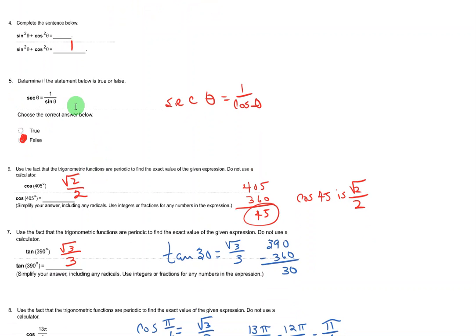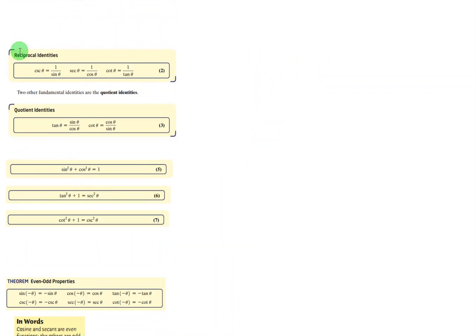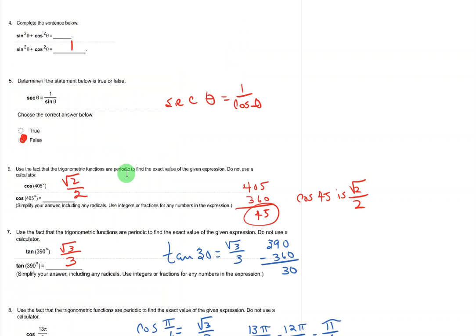Determine if this is true or false. Secant theta equals 1 over sine theta. That's false. If we go back to our notes, and we go down here, the reciprocal identities are here. And I used to learn these and remember them by C goes with S goes with C. So secant would have to go with cosine. That's one way you might think about it. So that one would be false.